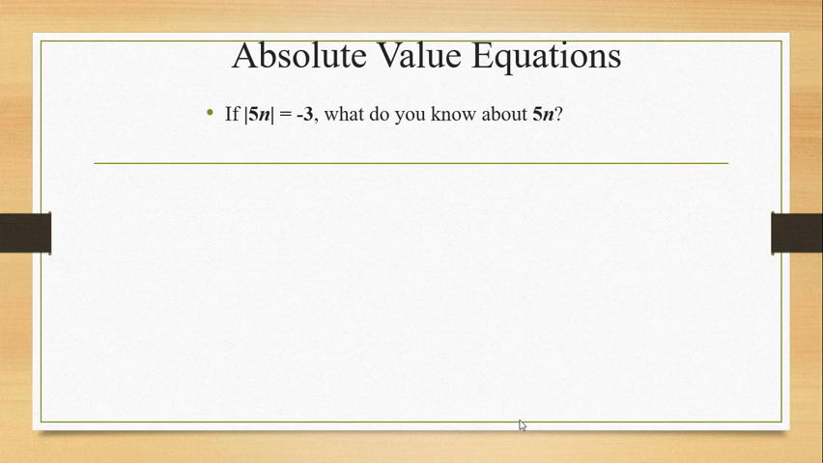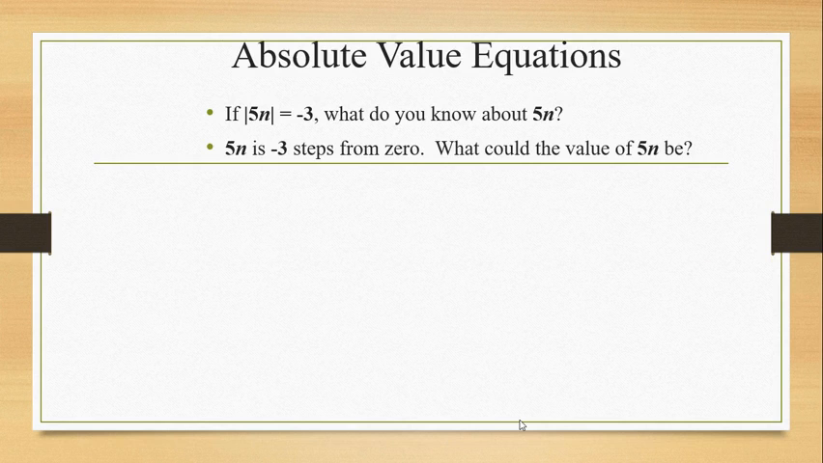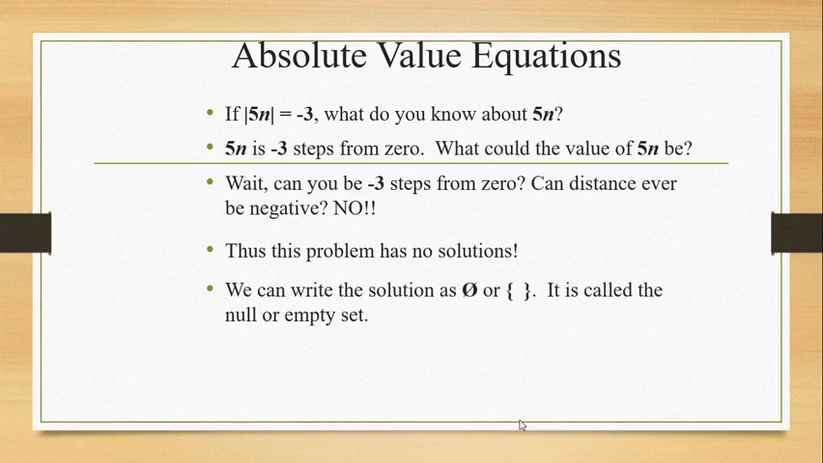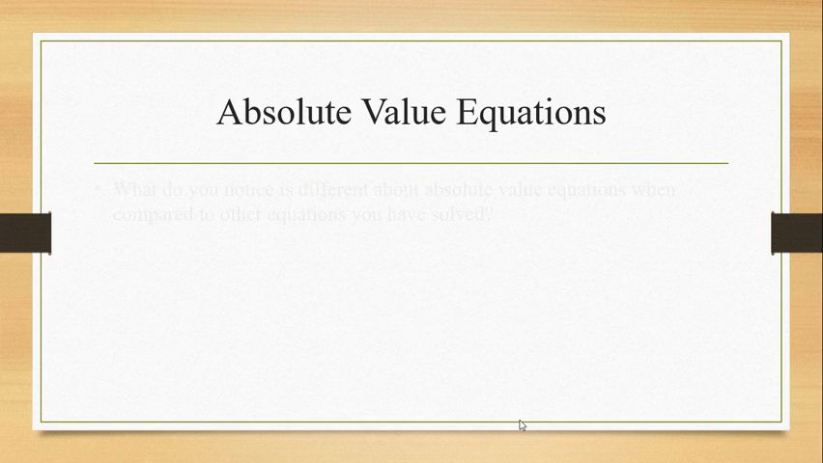If the absolute value of 5n equals -3, what do we know about 5n? 5n is -3 steps from 0. What can the value of 5n be? Wait, can you be -3 steps from 0? Can distance ever be negative? No. Thus, this problem has no solutions, and we can write the solution as the null set or the empty set. Also, no solution. All right.